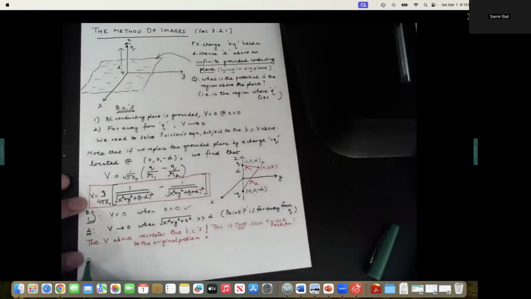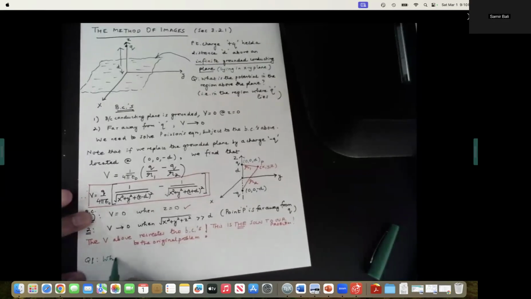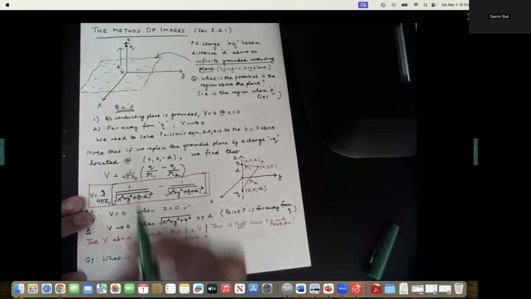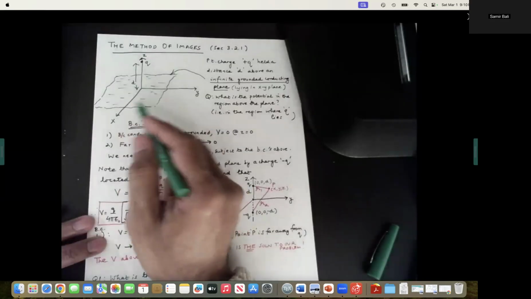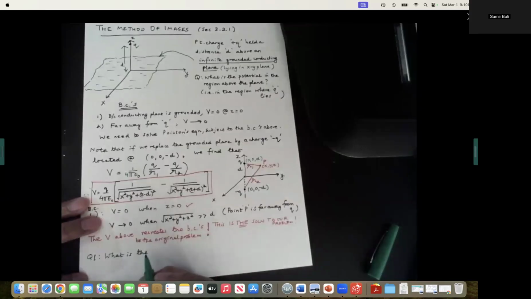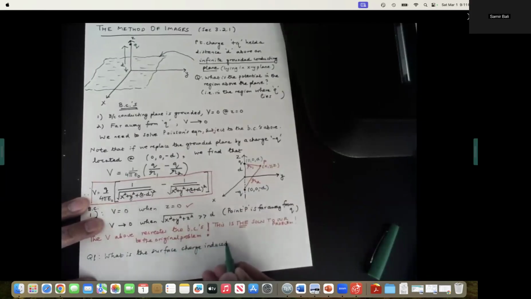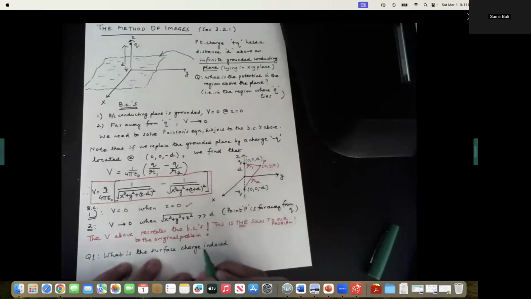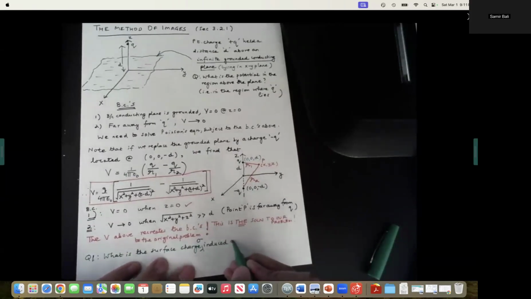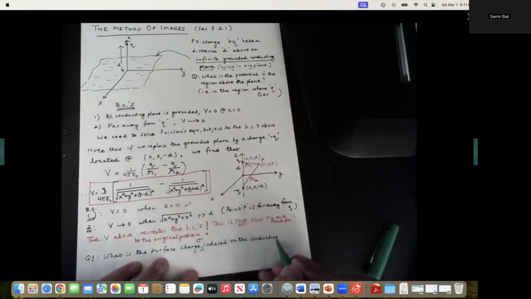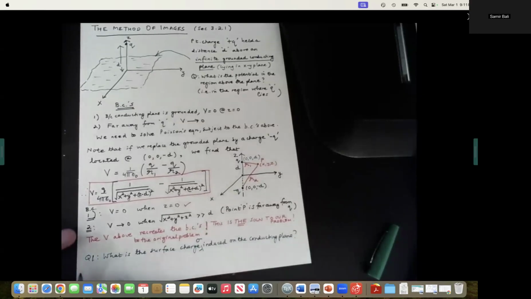Like question 1 would be, what is the surface charge distribution induced on the grounded plane? So if someone asks what is the surface charge induced, surface charge means surface charge density, sigma induced on the plane. That's one question that one could ask.